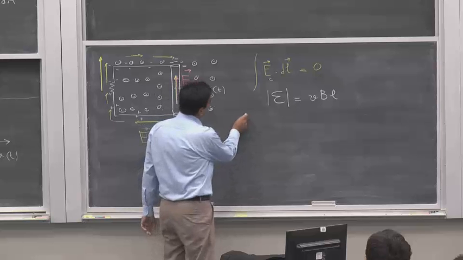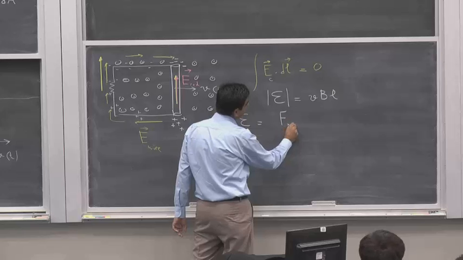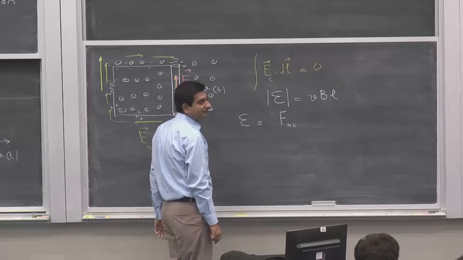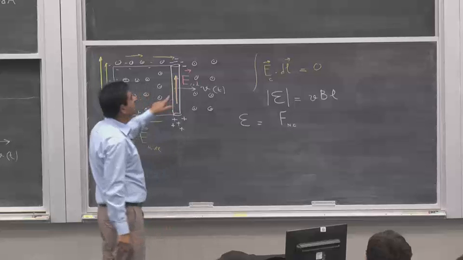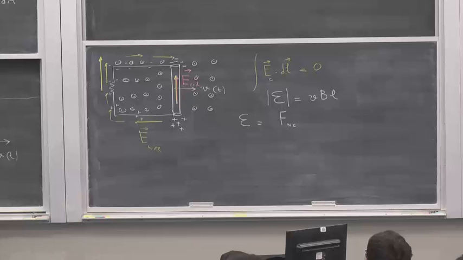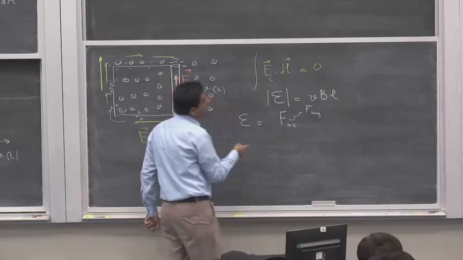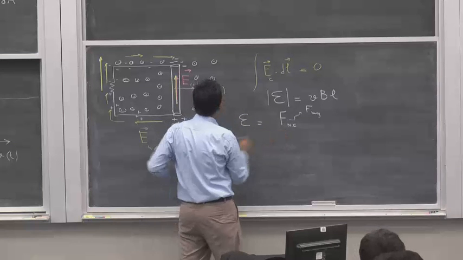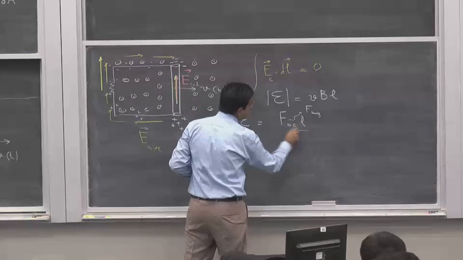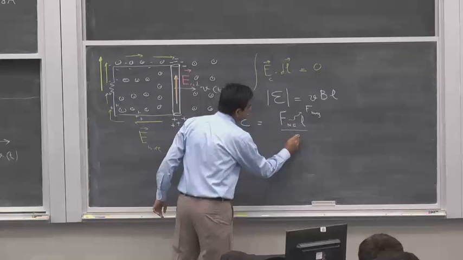But we also know that the EMF is given by the work done by the non-conservative forces. So what's the non-conservative force that has actually created a separation of charges here? It's the magnetic force. So this non-conservative force is simply the magnetic force. So the work done by the non-conservative force is F mag times this distance, L, divided by the charge on an electron, the per unit charge.